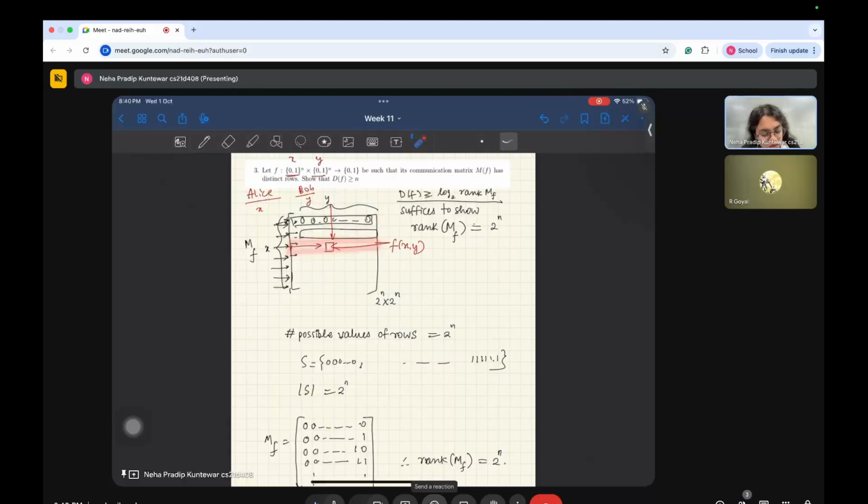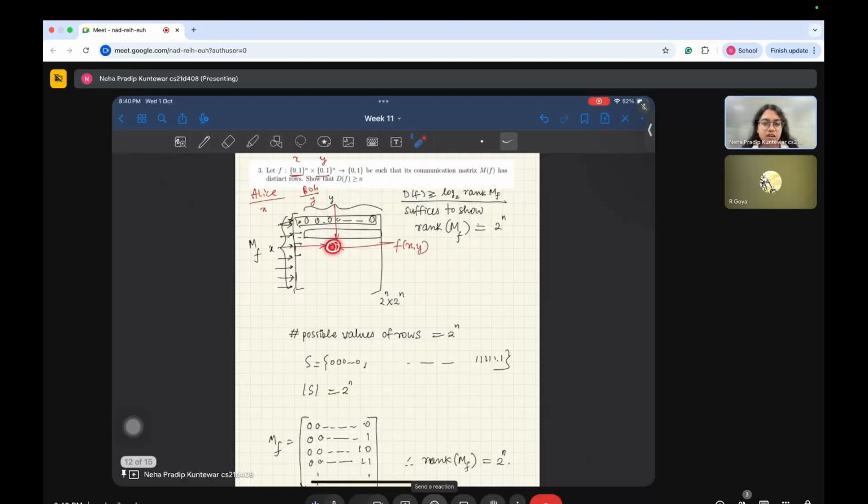But then the possibilities of the columns would be 2 raised to the power n, exactly, because she doesn't know what Bob's column is. Therefore she can't pinpoint which of these is the correct answer. Similarly for Bob, Bob knows y, therefore Bob knows the answer lies somewhere in this column, but he doesn't know the row of Alice. Yes, true, I understood. Yeah, thanks.